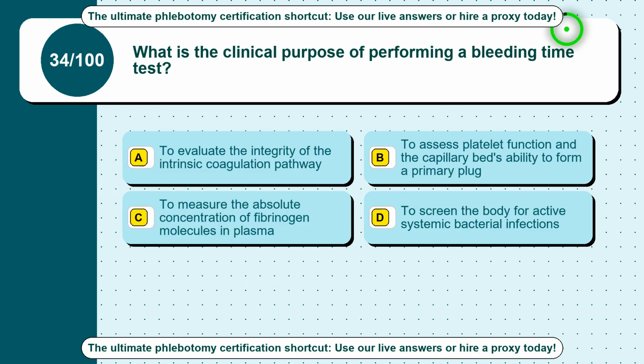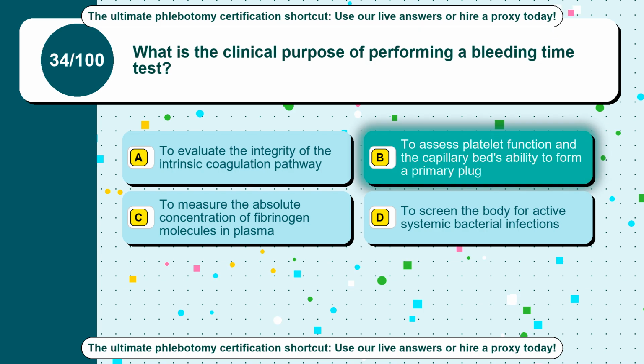Question 34. What is the clinical purpose of performing a bleeding time test? Option A. To evaluate the integrity of the intrinsic coagulation pathway. Option B. To assess platelet function and the capillary bed's ability to form a primary plug. Option C. To measure the absolute concentration of fibrinogen molecules in plasma. Option D. To screen the body for active systemic bacterial infections. The correct answer is option B.